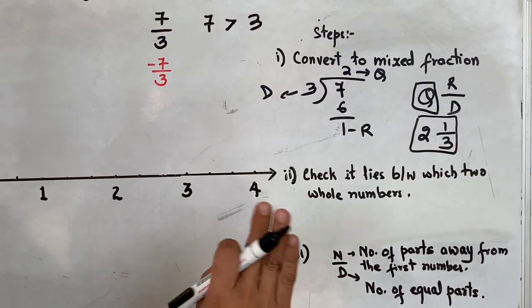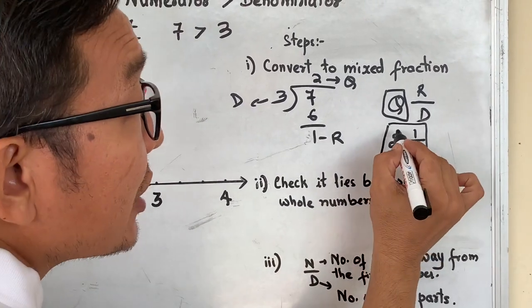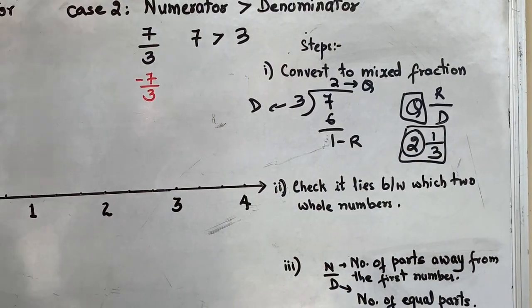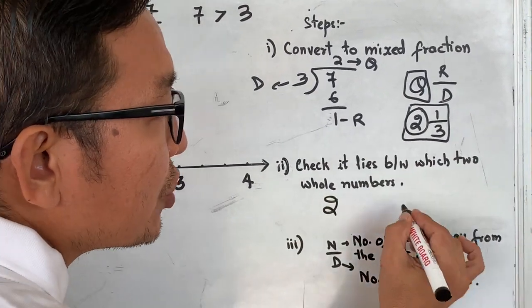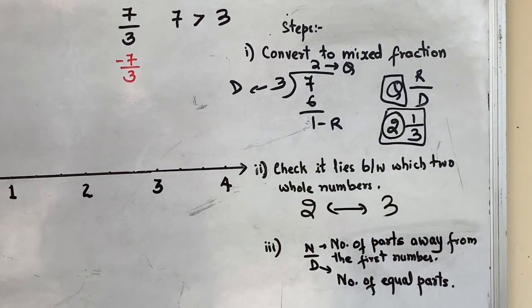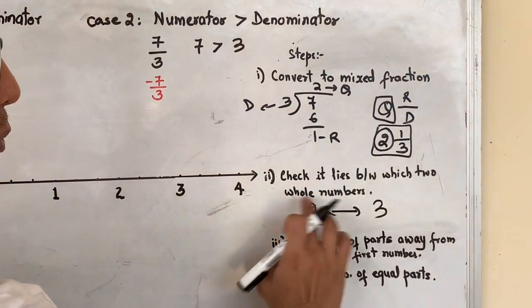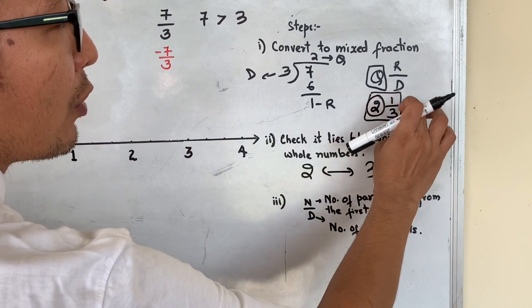In which two whole numbers does this number belong? We need to check the quotient. The quotient is 2, and the next whole number after 2 is 3. So therefore it lies between 2 and 3 on the number line. Then the fraction part is 1 upon 3.